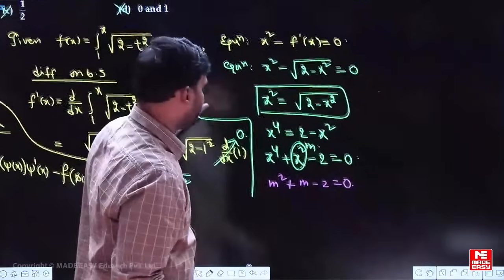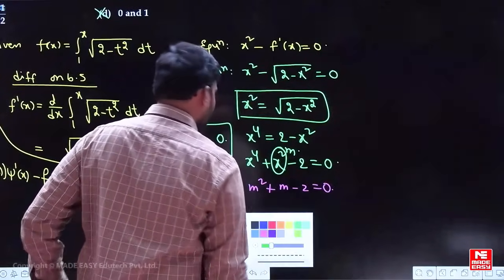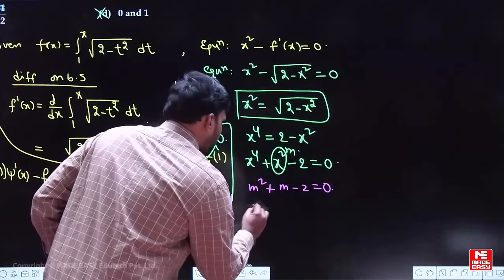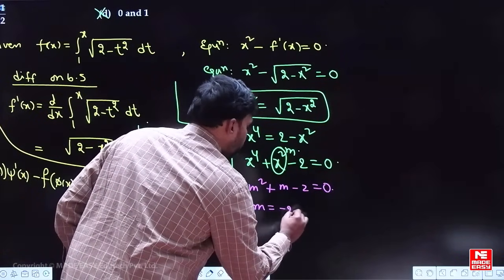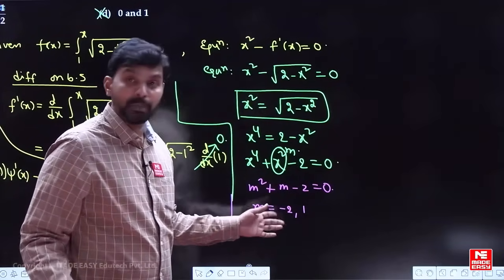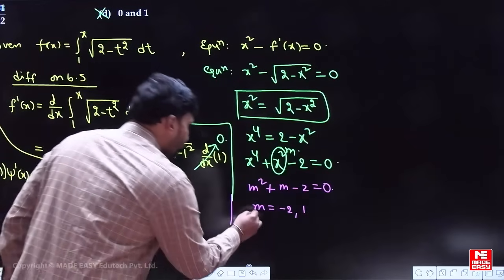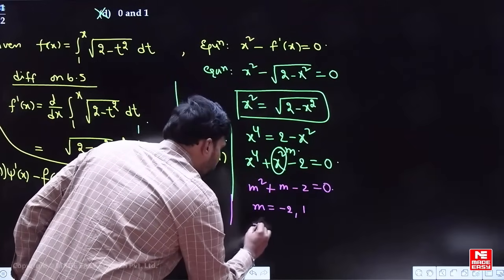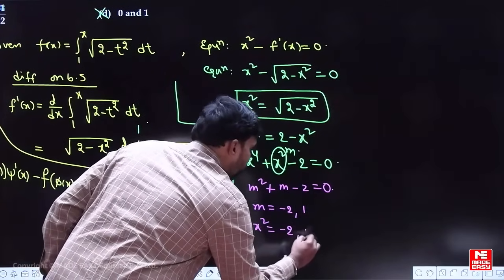इसको सॉल्व करना है बेटा. अगर इसको सॉल्व करते हैं तो क्या होगा? m is equal to minus 2 comma 1, because sum of the roots is minus 1 and product of the roots is minus 2. So m is equal to what here? x square. So x square is equal to minus 2 comma 1.